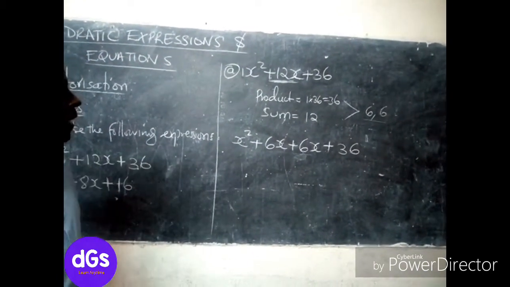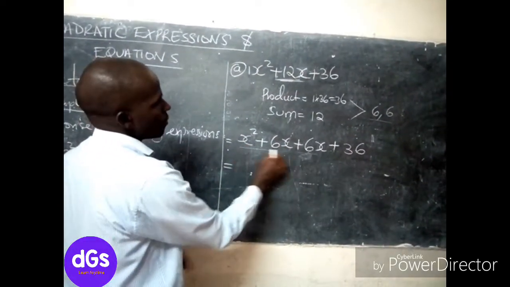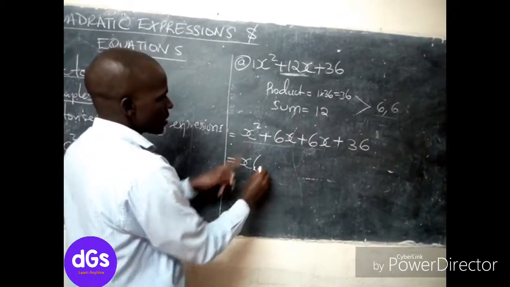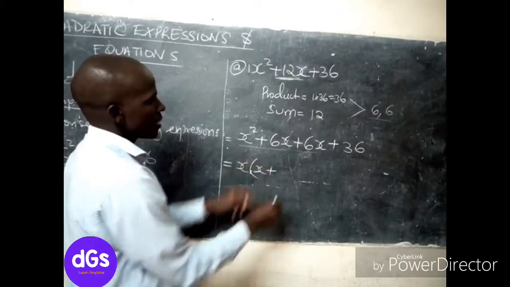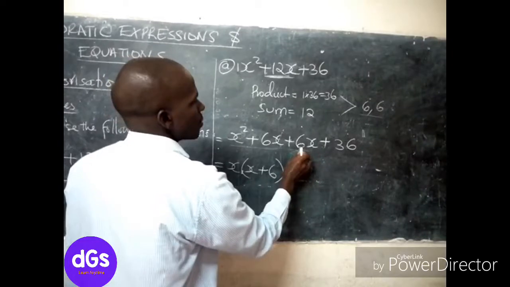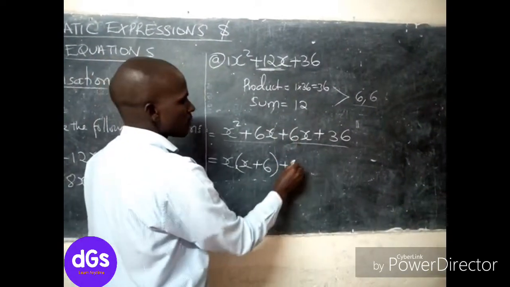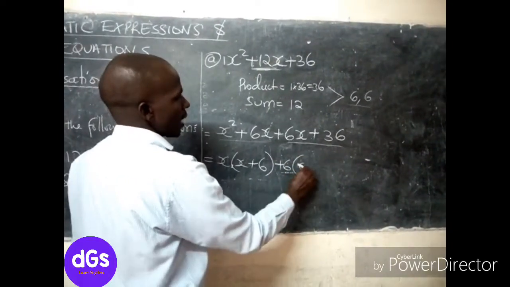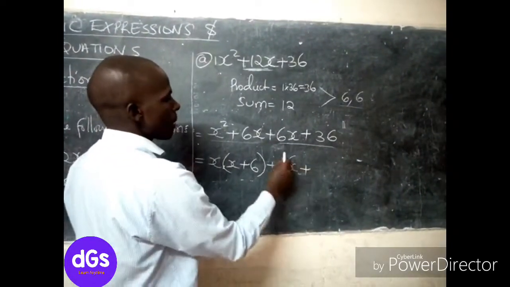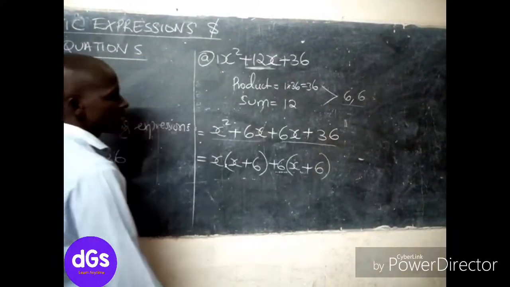Alright? Now from there, I factor out the common terms. What is common here? x is common. So for x here we shall have x, plus for 6x here we shall have 6. Then plus, what is common in these other two? 6 is common. So plus 6 into x, after opening, you'll be able to get 6x. Then plus, this should be positive 6, so that you get 36.